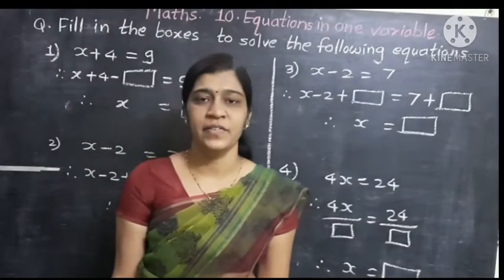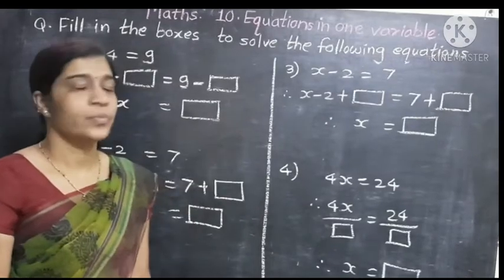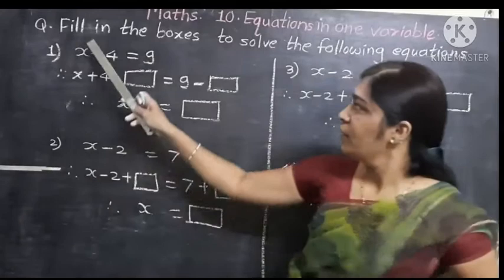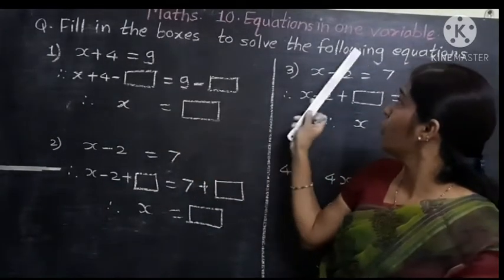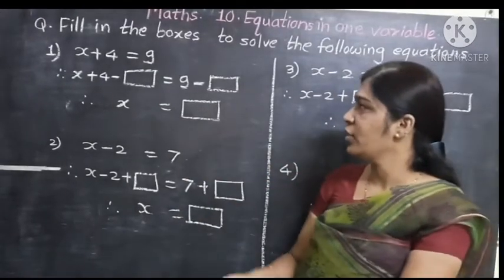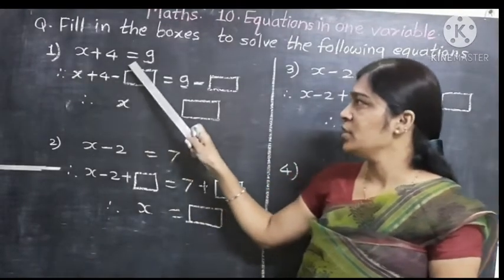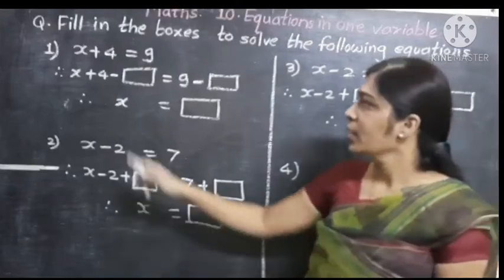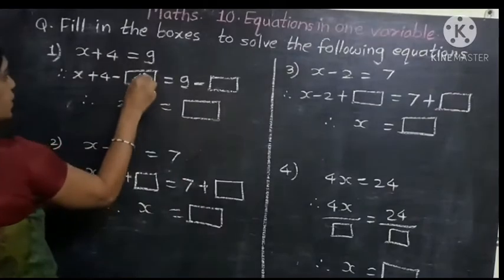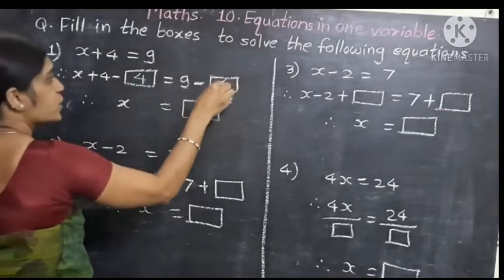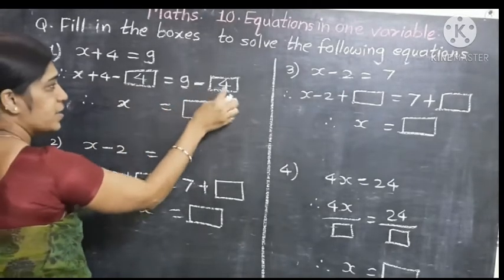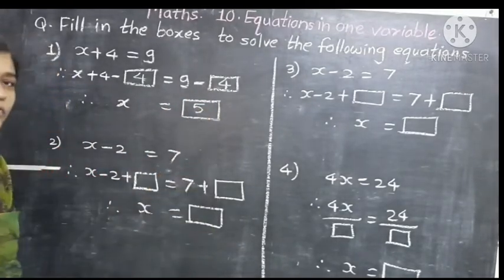Students, in page number 75 we have given one activity. Fill in the boxes to solve the following equation. Here we have to fill the boxes. See what is the first. X plus 4 is equal to 9. X plus 4 minus, here we subtract 4 from both sides. Then 4 gets cancelled. X is equal to 9 minus 4 is equal to 5.